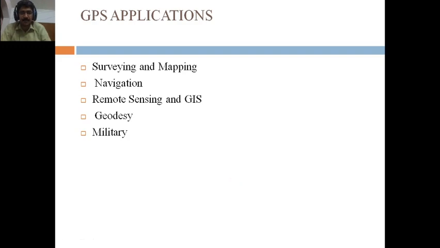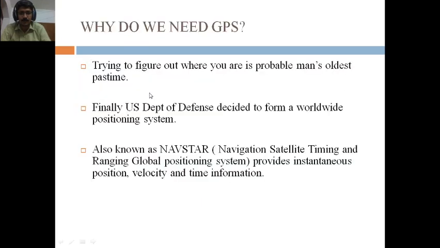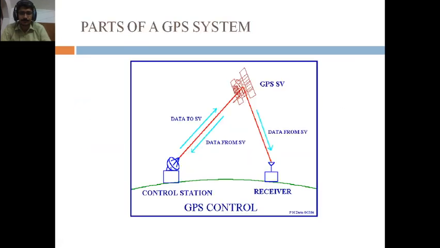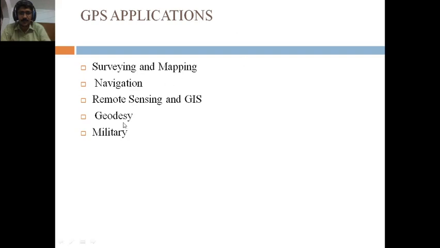Application: surveying and mapping, navigation, remote sensing and GIS, geodesy, military. It started from the military defense purpose, and it spread like anything for various applications. Even today, for filling the ATM also, for security purposes, tracking some criminals, whatever it is, they are using the technology, right? Many movies are showing such applications.